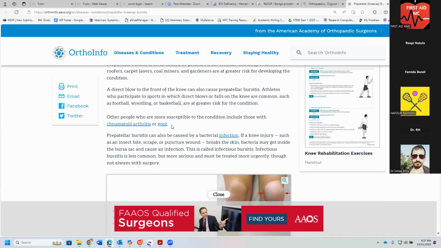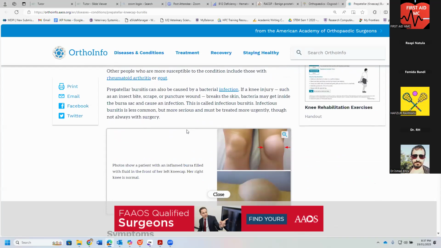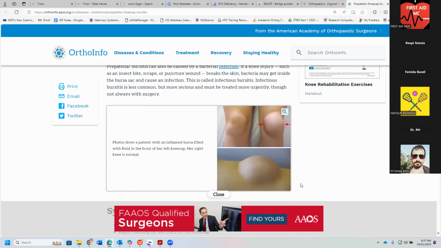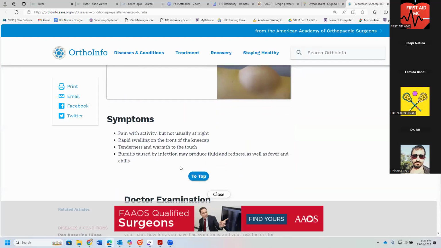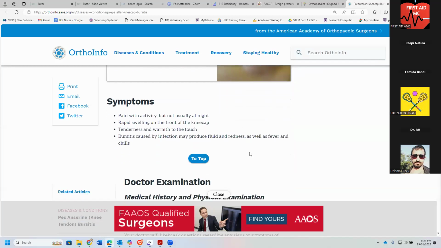For example, football, wrestling and basketball players are susceptible. Other people more susceptible to inflammation of the bursa in the patellar region are those who have rheumatoid arthritis, gout, or osteoarthritis as well. It can also be caused by a bacterial infection. So it's quite enlarged. I have seen that in my life. It's similarly swollen like this patient's knee. Pain with activity, rapid swelling of the kneecap, tenderness and very warm to touch.